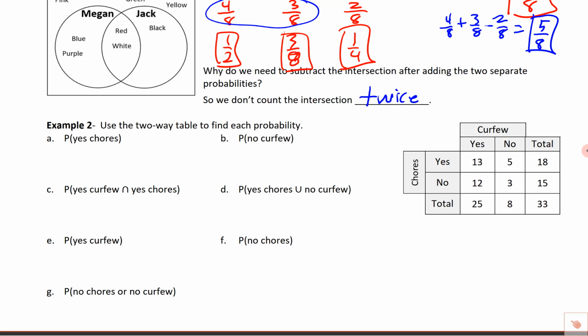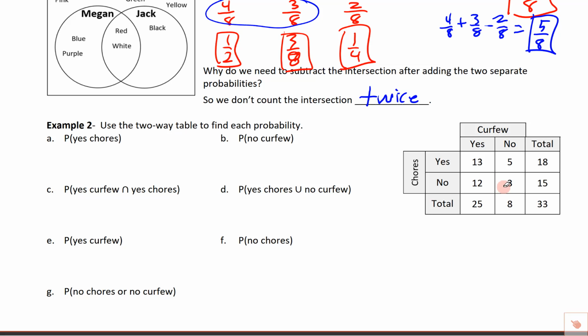So I'm going to ask Mason just to make sure we're in good shape. Mason, for this one right here, how would you describe those 3 people? They have no curfew and they don't do chores. They have no curfew and they have no chores. Remember, it's a 2-way frequency table because you can describe each piece of data 2 different ways. Everybody good there? Okay.